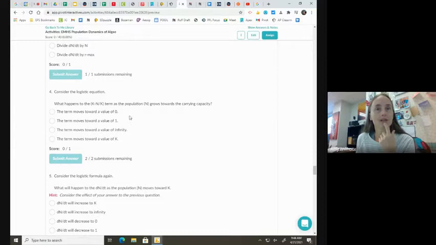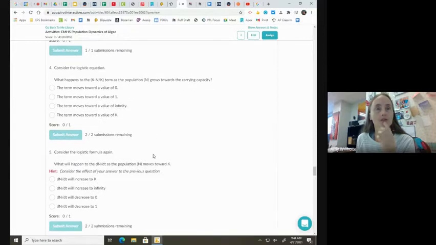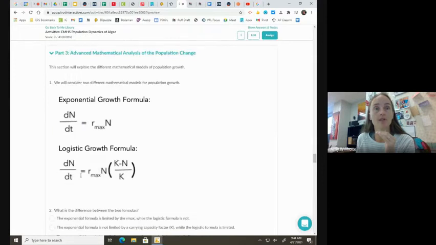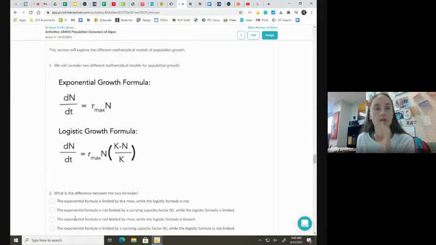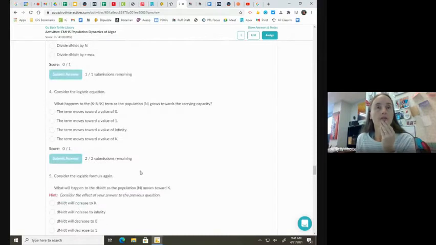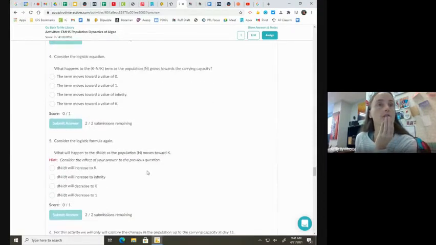It should be getting closer to 0, because you're going to see no growth. Remember, this thing right here stands for growth, or rate of change, the rate of growth. So if you're getting closer to your carrying capacity, this should be getting closer to no growth, because it's just getting smaller, smaller, smaller. That's just because it's a logistic equation.